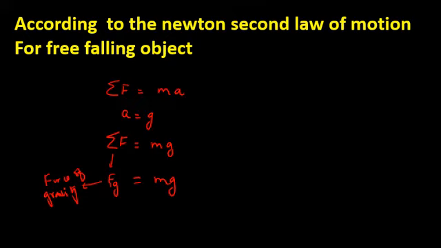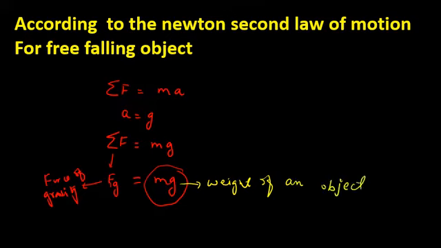Thus, the weight of an object can be defined as the magnitude of the force of gravity. The magnitude of the force of gravity is equal to mg. So this mg can be defined as the weight of an object. So weight is equal to mg.